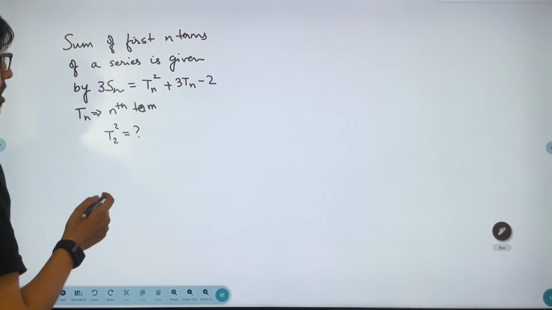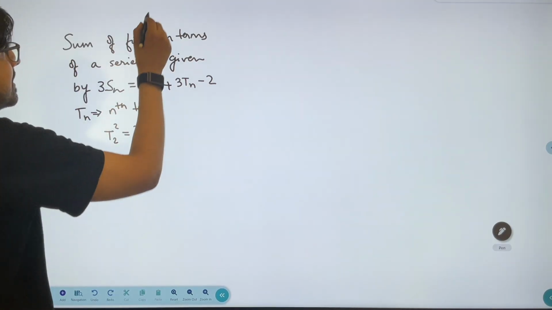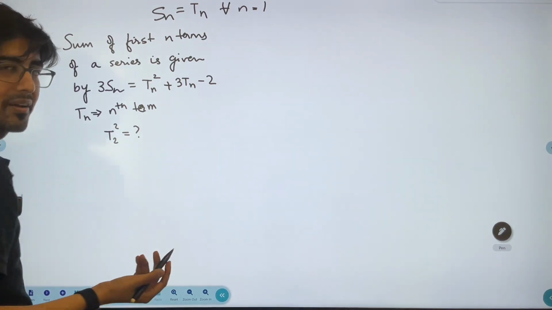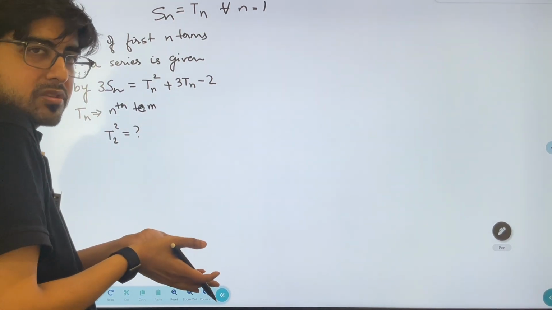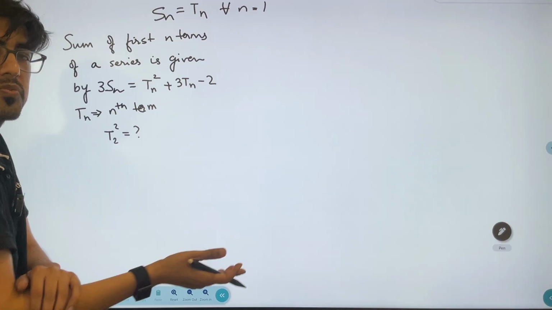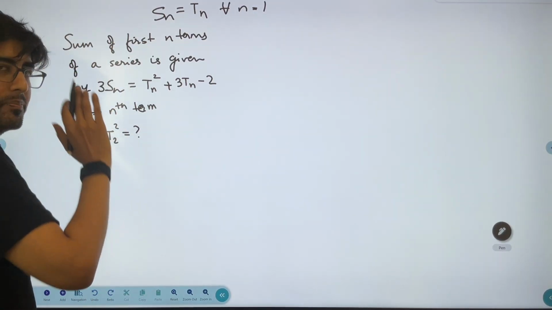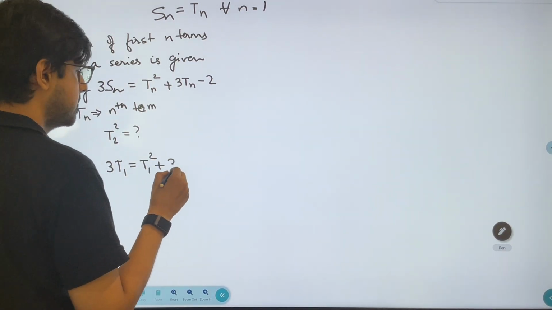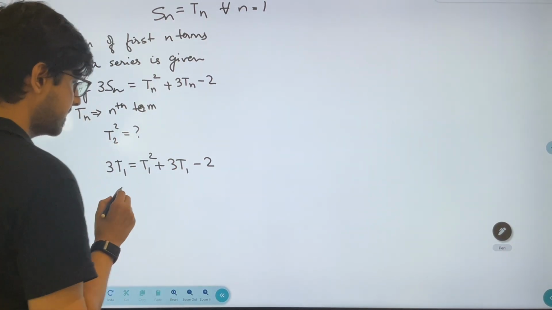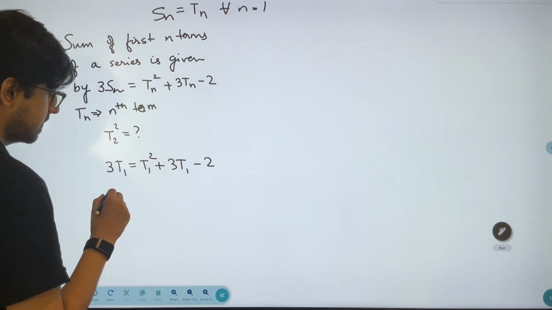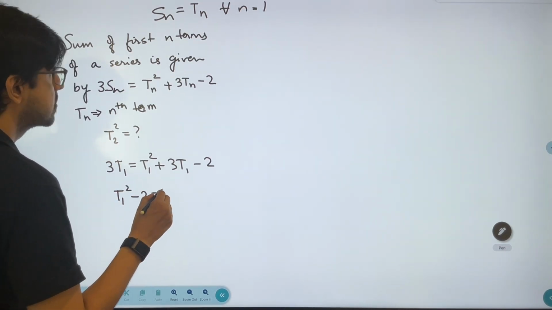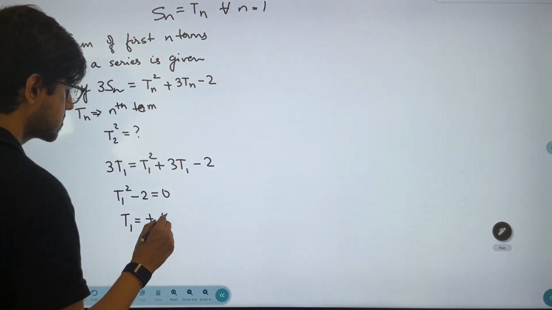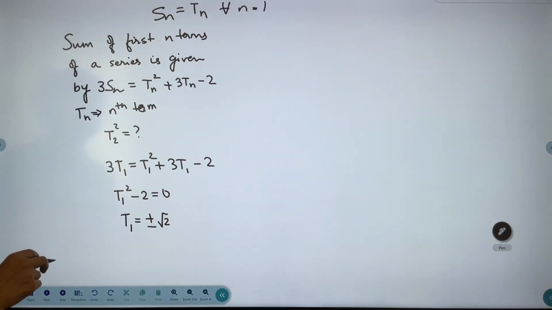Never mind that, because if n is 1, then Sn is equal to Tn for n equal to 1, right? Because Sn is the sum of the first n terms, Tn is the term. If n is 1, then S1 is nothing but T1. Let me just simply put 1. So I will get 3T1 is T1 square plus 3T1 minus 2. So now this will give you T1 square minus 2 is 0. So this will give you T1 is plus or minus root 2, right?